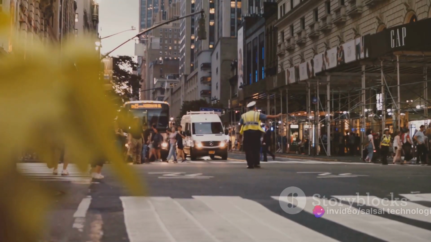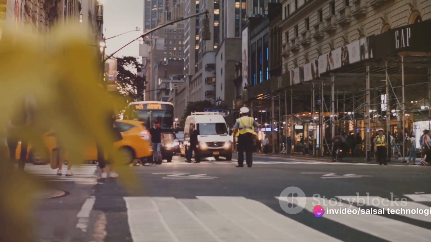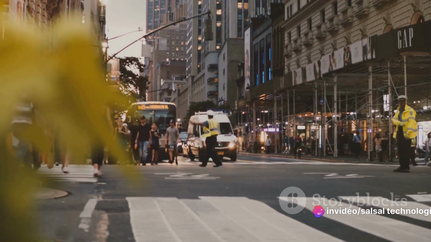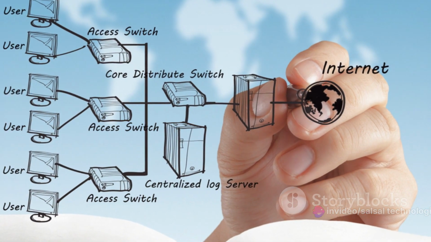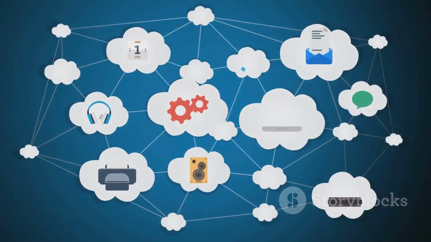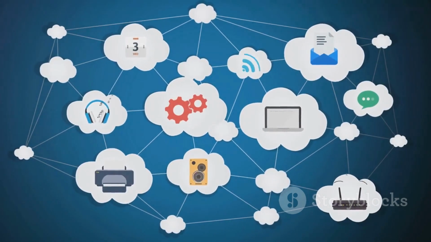The distribution layer's first role is in routing. It's responsible for determining the best path for data packets to travel through the network. Imagine it as a well-organized traffic system, efficiently directing the flow of vehicles to ensure minimal congestion and maximum speed.